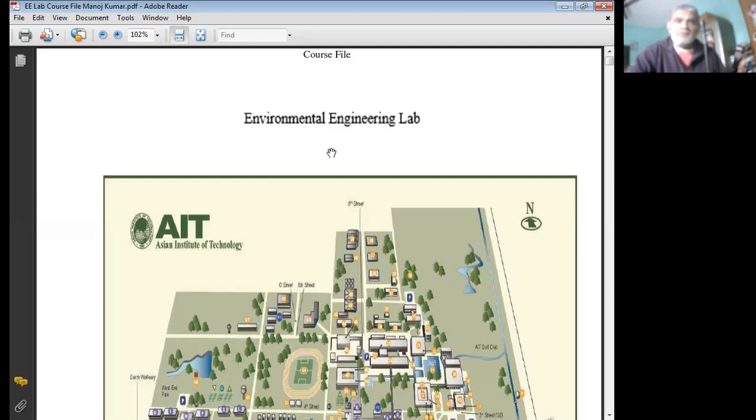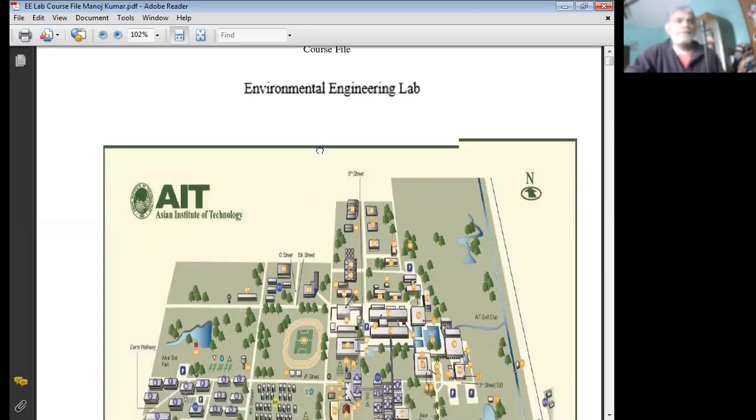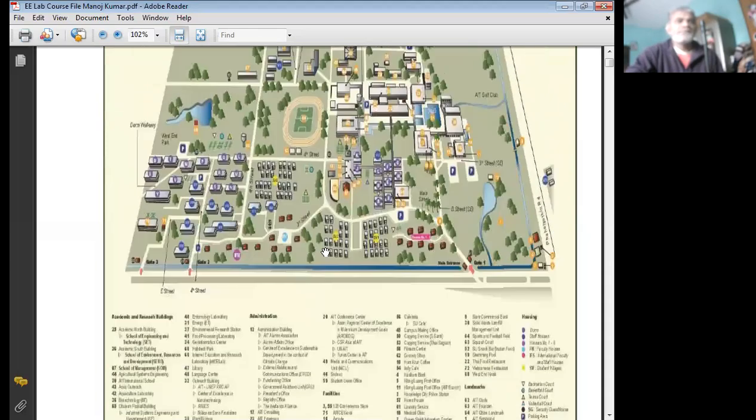The course file is mandatory for all the faculties who are teaching, that how the course file can be made, what are the indexes in the course file. This is to be covered in today's lecture, and we will discuss the environmental engineering lab.